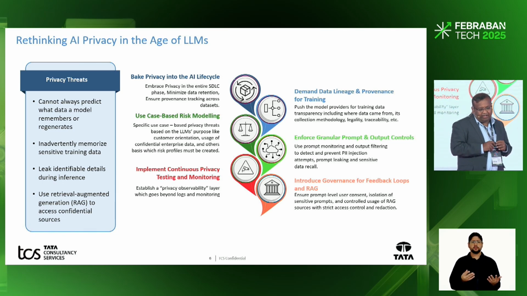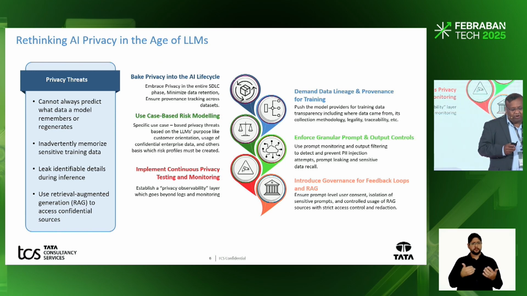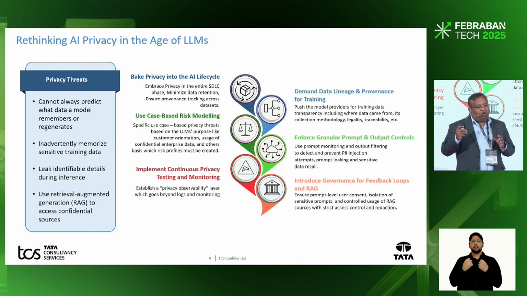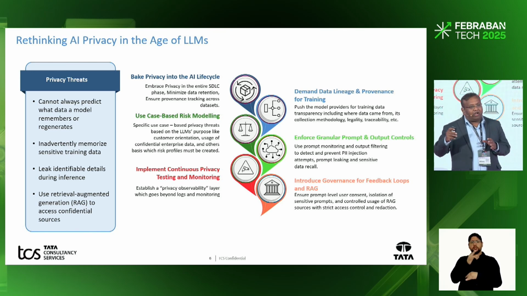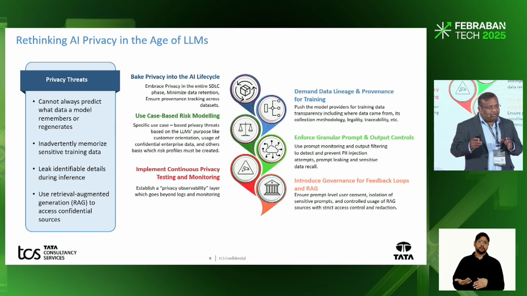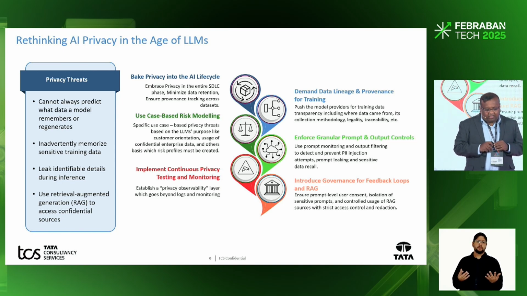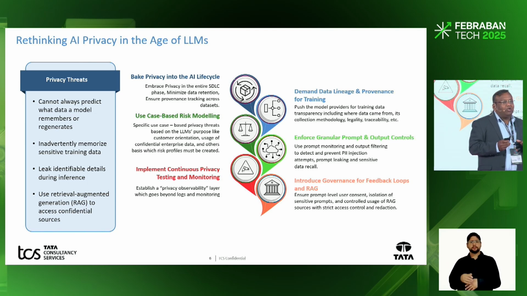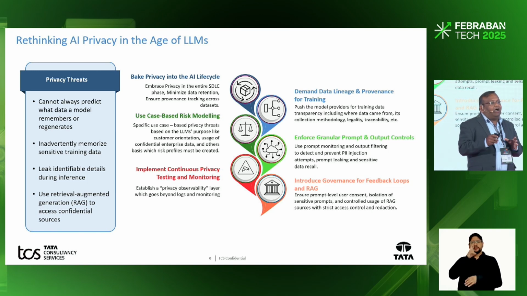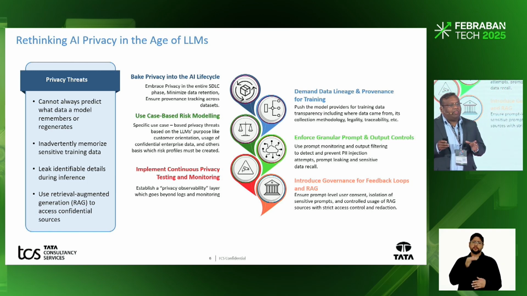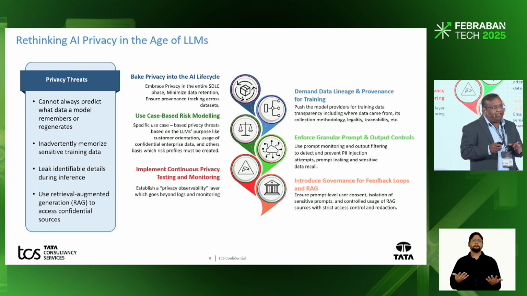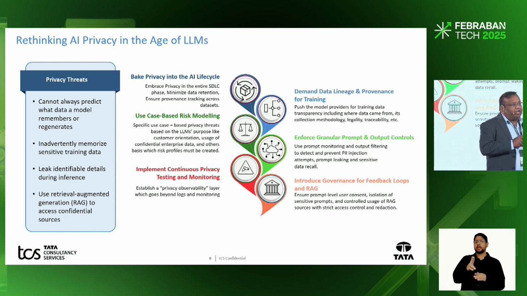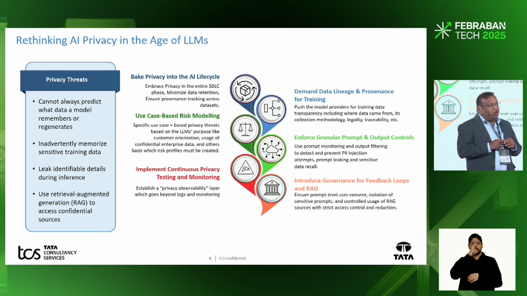The next one is demand the data lineage and provenance for the training. That is, the source of the data which you are using has to be looked at very clearly, so that you are not training the LLM with the wrong data, right? The other one is use case based risk modeling. So you need to look at all the use cases being used within that LLM program, and what the privacy risks are going to be, and use threat modeling that is relevant for that particular use case, right?